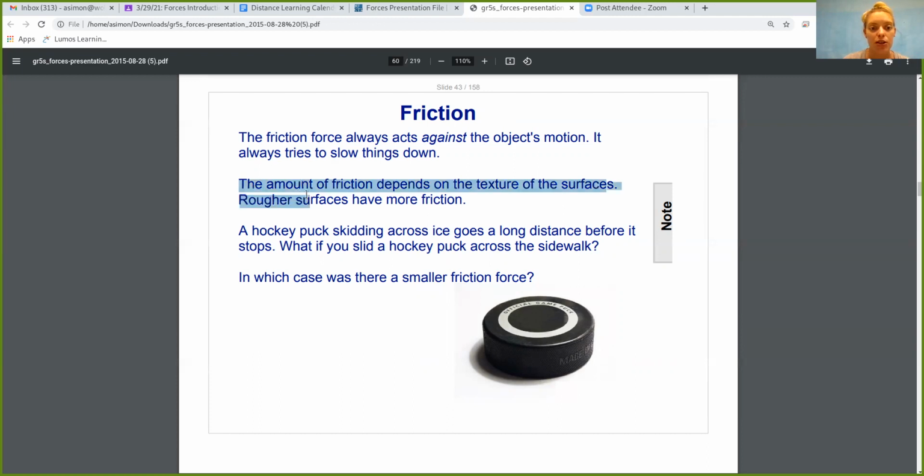So go ahead and write this down, please. The amount of friction depends on the texture of the surfaces. Rougher surfaces have more friction. So rougher surfaces like sidewalks and like grass are going to cause that ball and that hockey puck to stop a lot quicker.